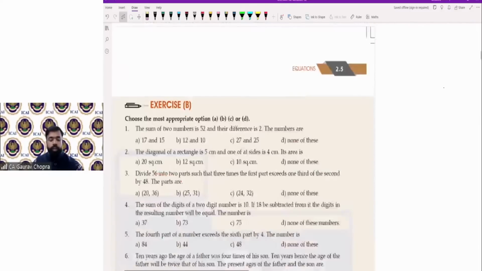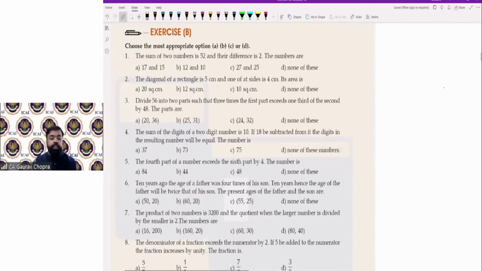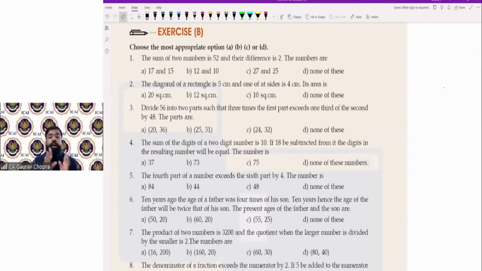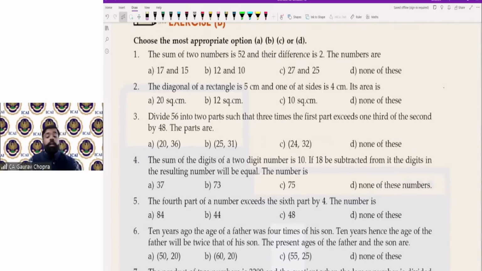Okay. So now third also we have done. Now let's try exercise number B by using options. See, you have to always check both the conditions are getting verified or not. So question number 1. The sum of two numbers is 52. This is the first condition, that sum of the two numbers should be 52. And the second condition is that the difference is 2.